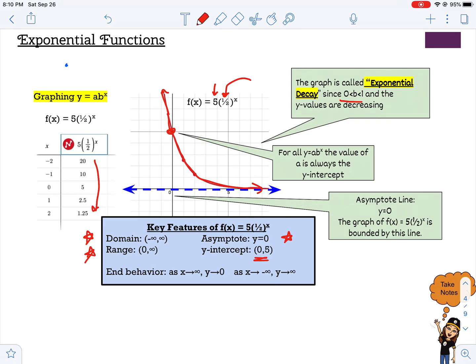Notice on the end behaviors, they do switch a little bit compared to exponential growth. Notice as the x's are getting bigger, so as the x's go this way, look, that y is heading towards 0 again. But as x gets smaller, let's say I make it go the other direction, this way, my y's are actually getting bigger. They're increasing. As I have negative values, those y's are growing. Okay, so you see a lot of similarities between the two. But the main difference is one of the graphs, exponential growth, goes up and exponential decay comes down.